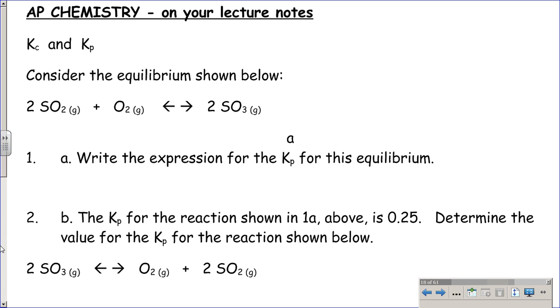This is printed, so you can write on your paper or at least look at it on your own paper. I'll do maybe two with you, and then you guys got this. So for Kc and Kp, consider the equilibrium shown. Write the expression for Kp for this equilibrium. Go for it. Kp equals, first the K, thank you, P, partial pressure of SO3 squared. Okay.